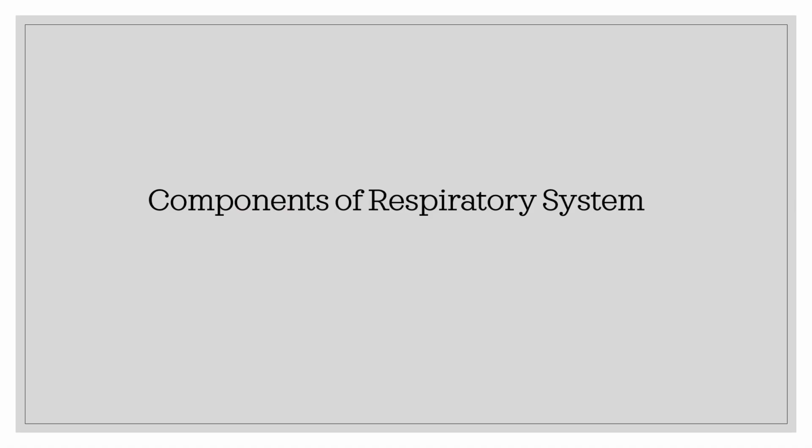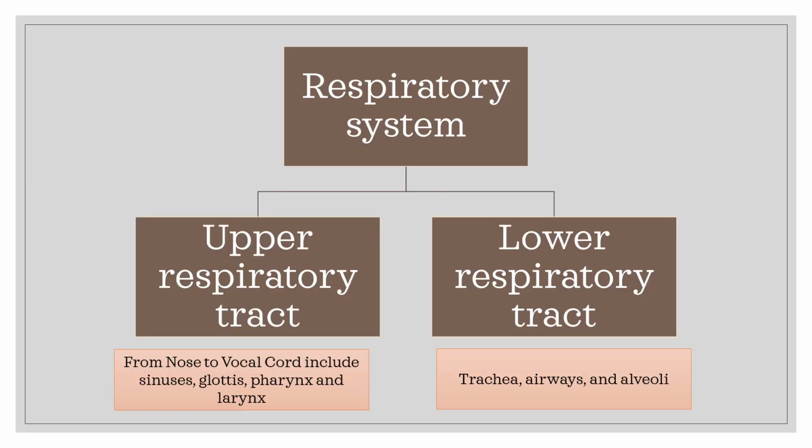Now, to have an idea of upper and lower respiratory tract, we must know the components of the respiratory system. Practically, the respiratory system is divided into 2 parts: the upper respiratory tract and the lower respiratory tract. Upper respiratory tract consists of the structures from the nose to the vocal cord, and it includes the paranasal air sinuses, glottis, pharynx, larynx, whereas lower respiratory tract consists of trachea, airways and alveoli.